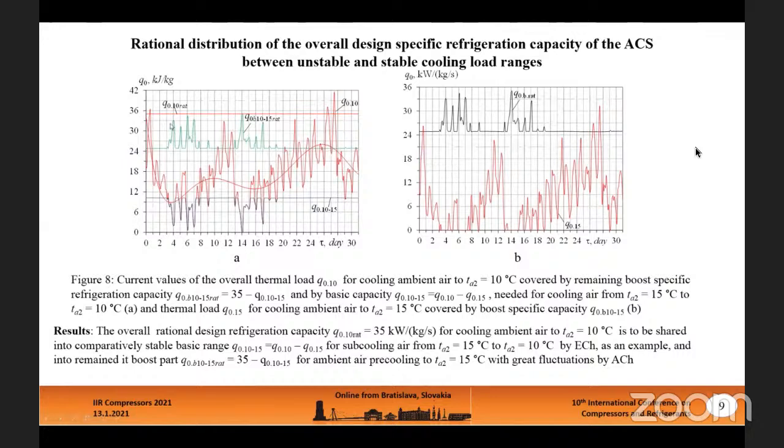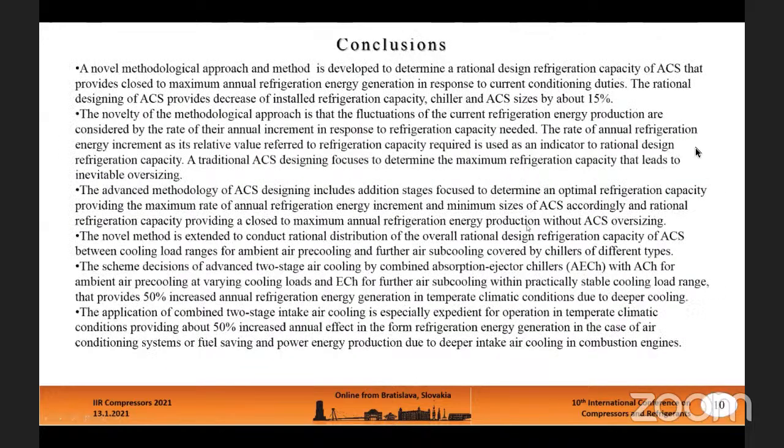You see, this quite changeable range of ambient air pre-cooling is covered by the absorption chiller, and the stable range of cooling needed for subcooling is covered by the ejector chiller. Conclusions.